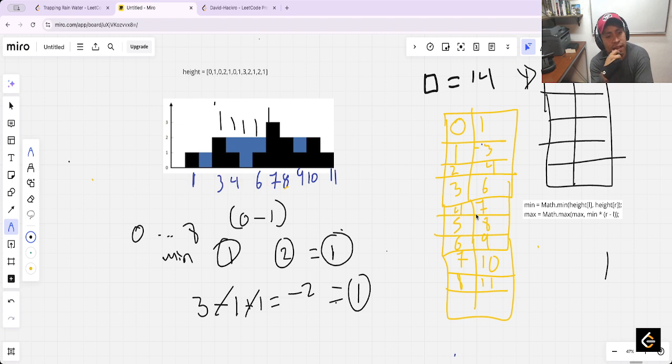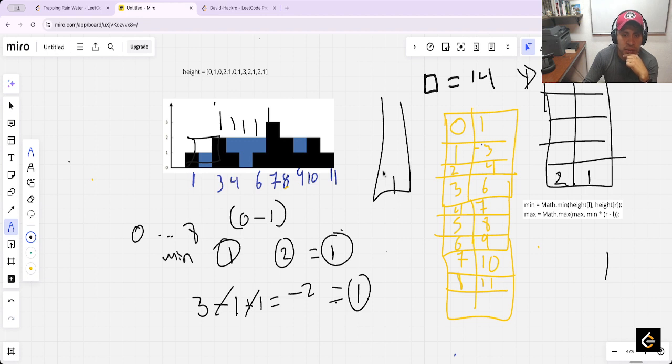No. In the index 0, 1. In the index 2, we have 1. Okay, let me continue. Now we have this calculus, and we have our monotonic stack with 1, 3.